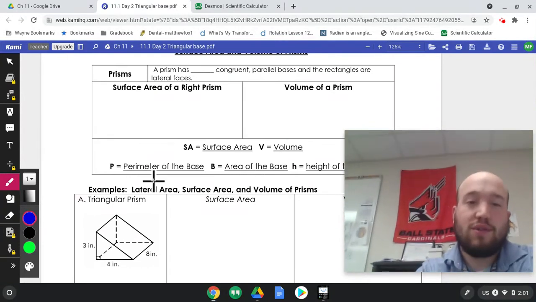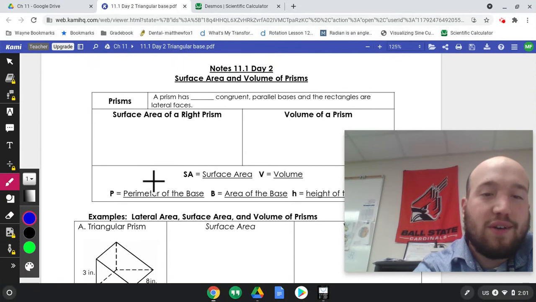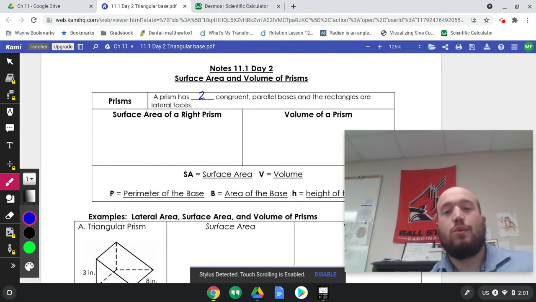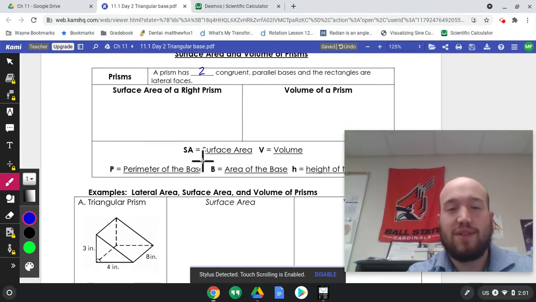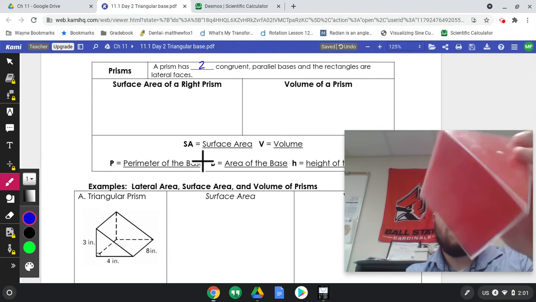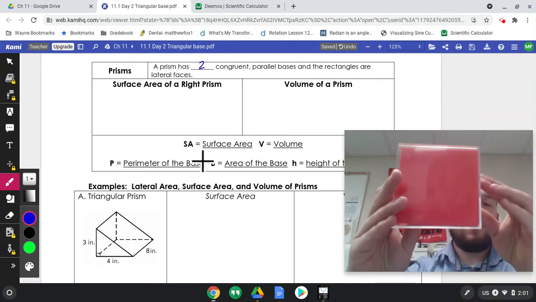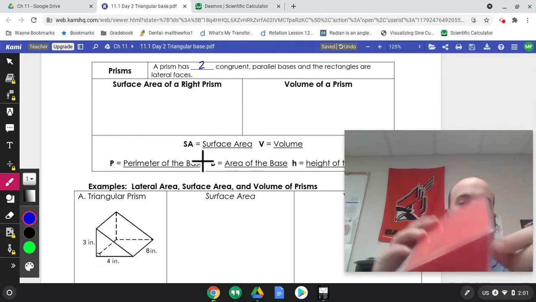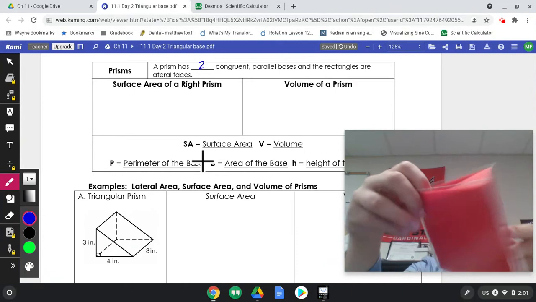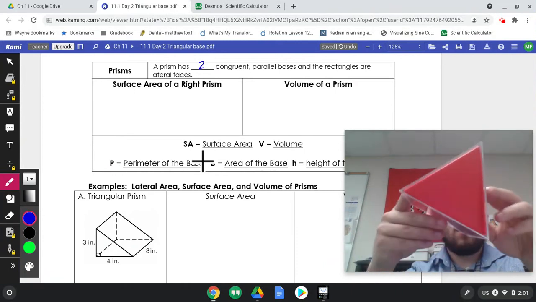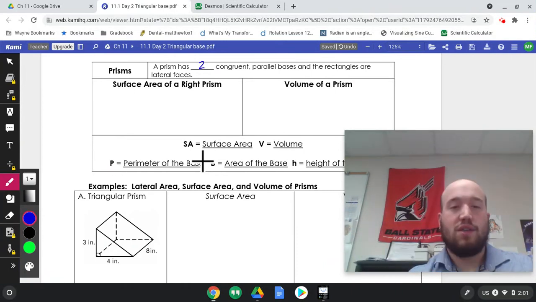bases. Okay, the difference was yesterday we had a lot of freedom. We could choose whatever base we wanted because there was always a parallel side. Here, if we look, we only have two sets of parallel bases. Okay, the triangles on the ends. The rectangles, those are not parallel. Okay, so we have to use the triangles as our base.